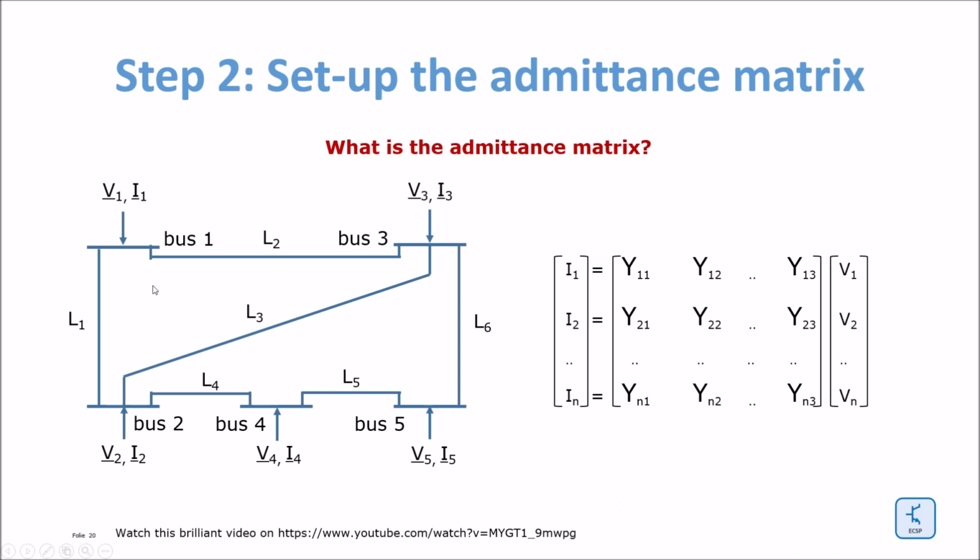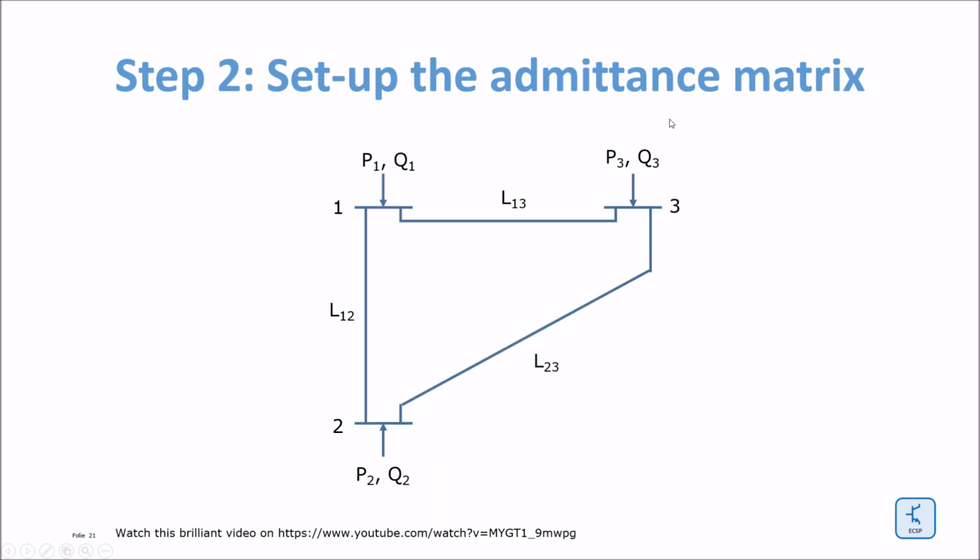You may have noticed that sometimes I call the buses nodes, so node and bus is the same thing for me. Let's now set up the admittance matrix. In order to be simple enough, I've chosen to reduce the number of nodes to 3. So I have bus number 1, 2 and 3, and between the buses I have lines. So line 1-2 between bus 1 and 2, line 2-3 between bus 2 and 3, and so on.